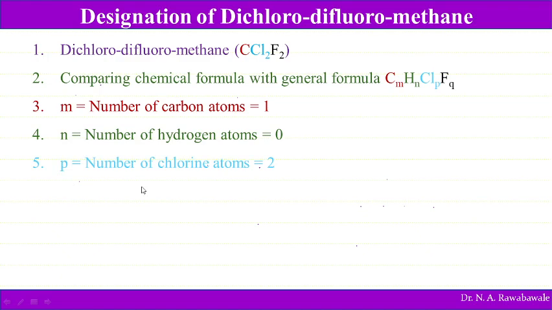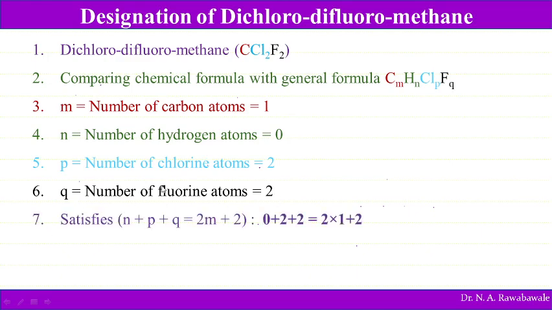Then p, the number of chlorine atoms, is 2. So p value is 2. Then fluorine F2, the q value: the number of fluorine atoms is 2. You can see here fluorine is F2, that is nothing but the value of q, the number of fluorine atoms, which is 2.